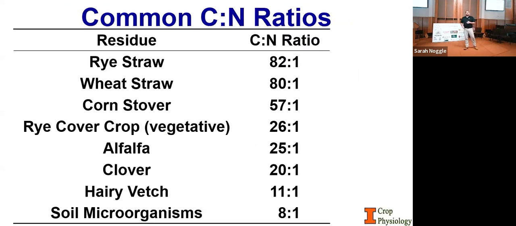And this is where common C to N ratios come into play. So you got your rye or your wheat straw. This assumes all the way to harvest, to physiological maturity, so it's dry and dead. You got your corn stover there. That's equivalent to what I just talked about going out the back end.